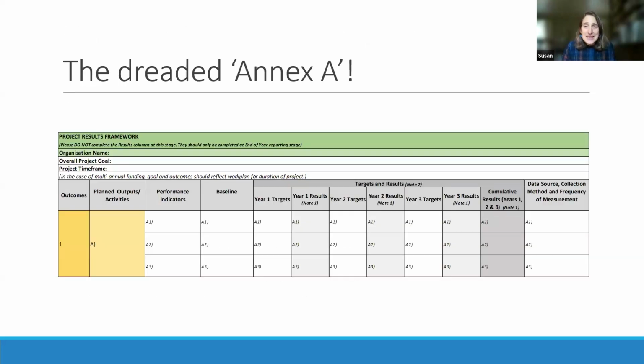But when we look at it, it's not a pretty sight. You go through the application and all the questions you have to answer, and you think, oh, the annexes, they're not important. And then you see Annex A, and it can be quite intimidating. The best thing about it is you can get rid of some columns probably if you're not doing 3-year funding. So that makes it easier. So then here's some questions. The next slide has some questions that people often ask when they look at Annex A.